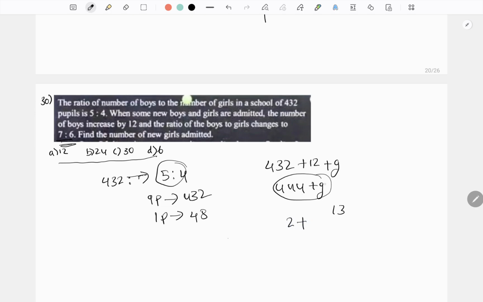Now 2 plus what number g should be there so that it is divisible by 13? Among the options, 2 plus 12 won't divide by 13. 2 plus 24 will divide by 13. So 2 plus 24 is 26. 26 by 13 is divisible. So 24 is our answer. Best method.